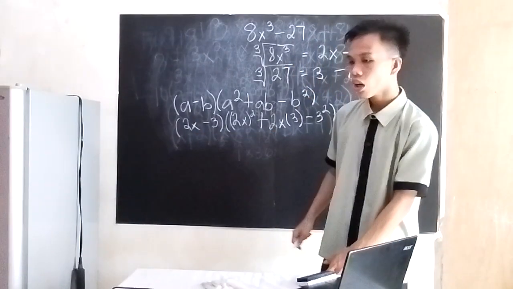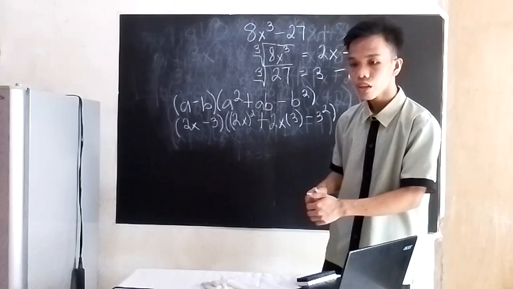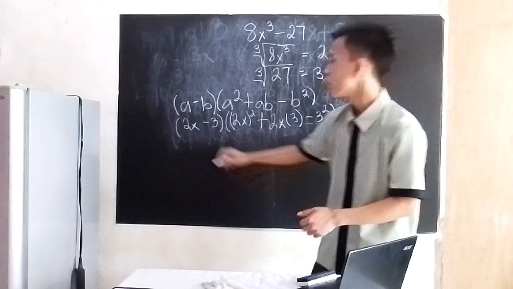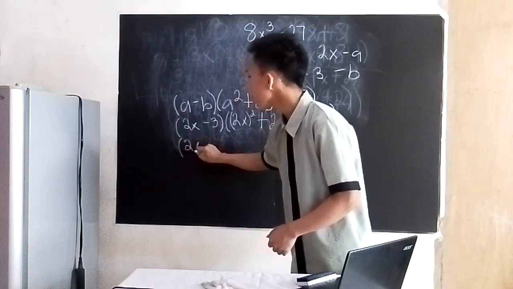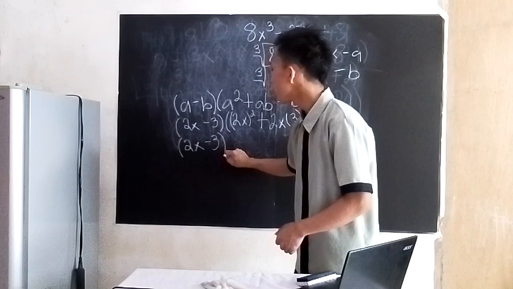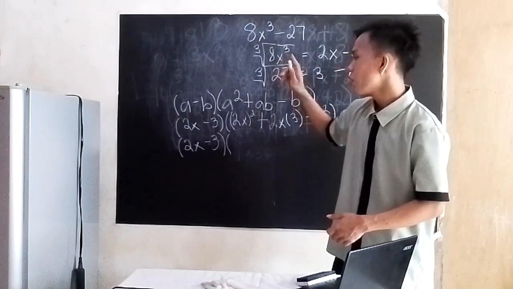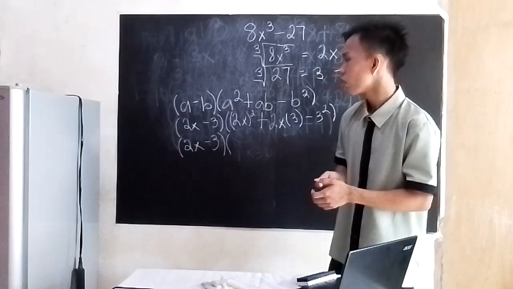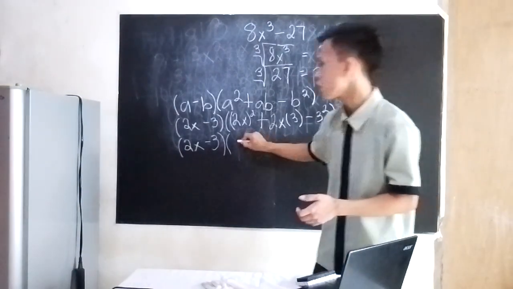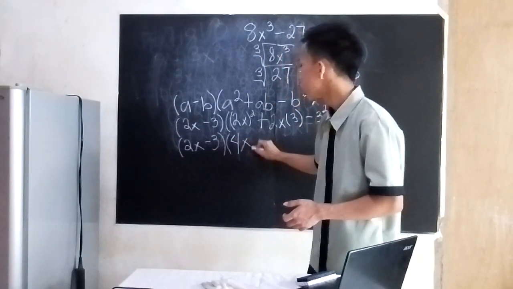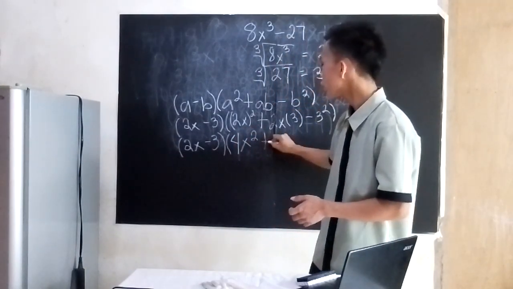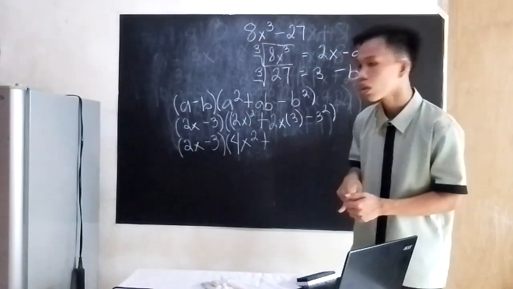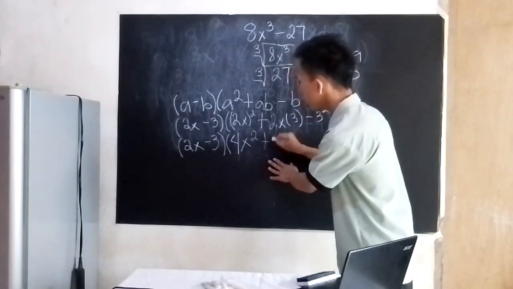So, are we done here? Not yet, because this equation is not in simplified form. So that will be 2x minus 3 multiplied, what is 2x raised to 2? So what is 2x times 2x? That's right. So that will be 4x squared. Plus, what is 2x times 3? So 2 times 3. That's right. So that will be 6x.